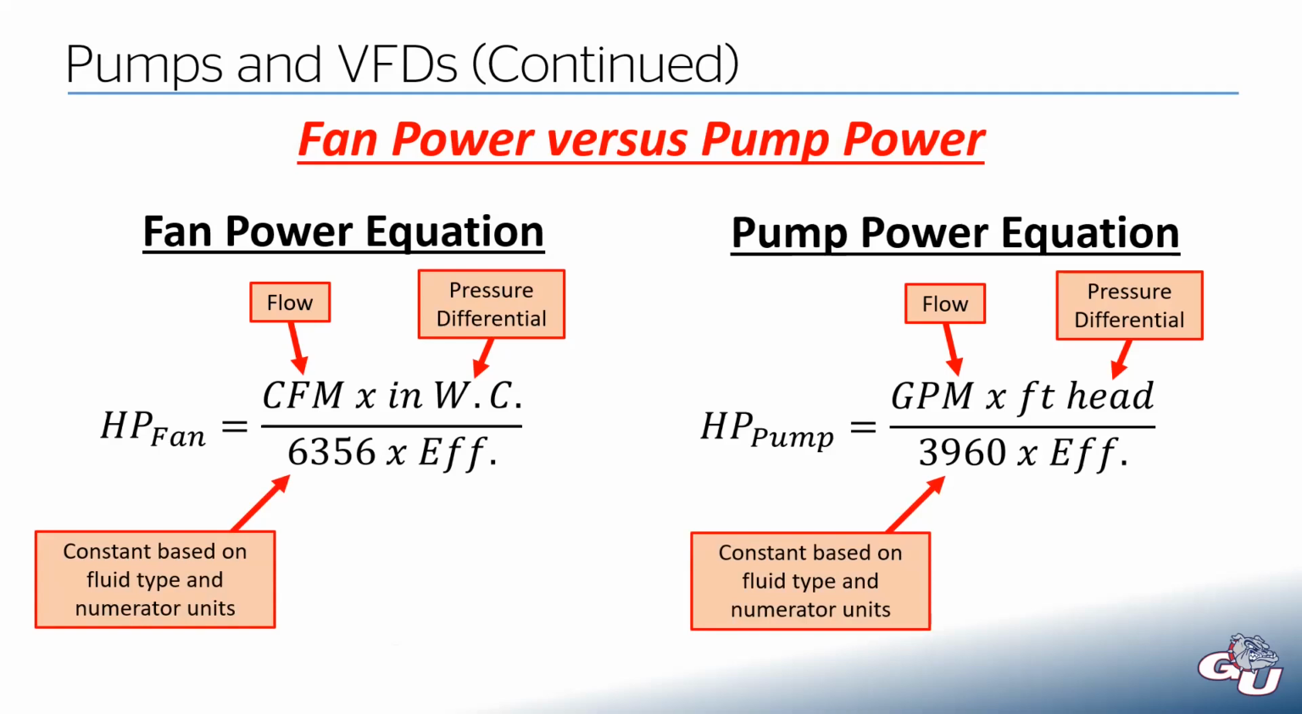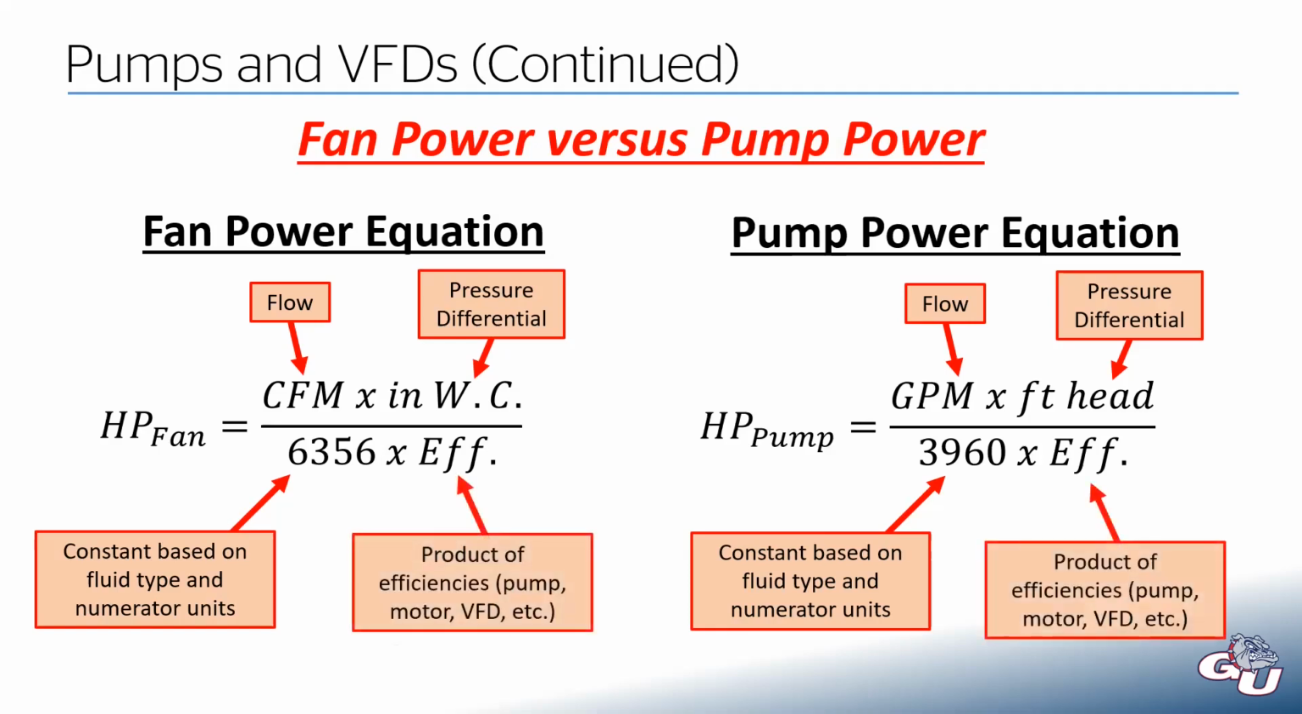On the air side, because we're using cubic feet per minute and inches of water column, and we're dealing with air, which has a certain density to it, if you looked at the derivation of this equation, that all works out to 6,356. And if you go through the same steps on a water-based system, using GPM and feet of head, you end up with 3,960. And there's the product of efficiencies. So these equations are really rooted in the same things, just different fluids.